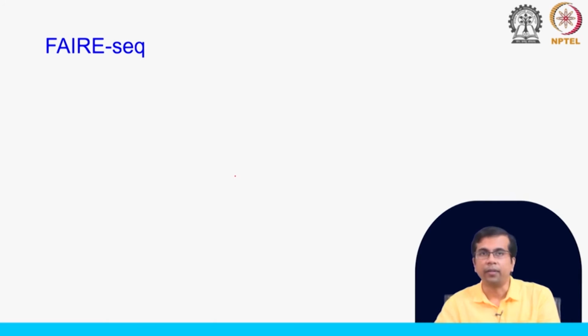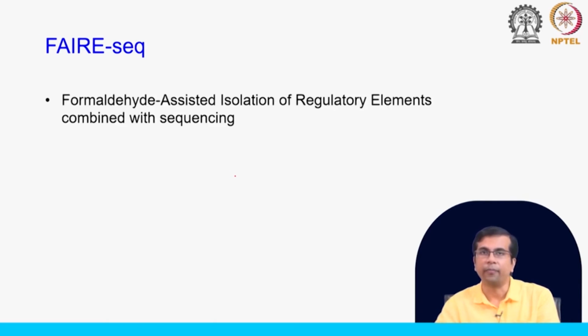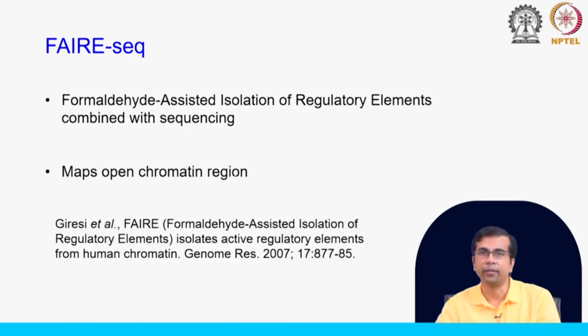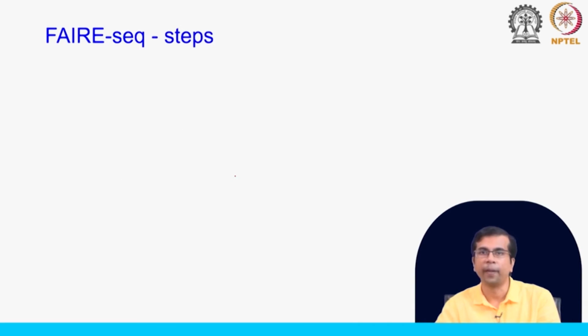Coming to the third method, which is called the FAIRE-seq method, and this method relies on cross linking. Here you see formaldehyde assisted isolation of regulatory elements, and this is combined with sequencing. This method also maps open chromatin regions, and here is the original paper describing this method.